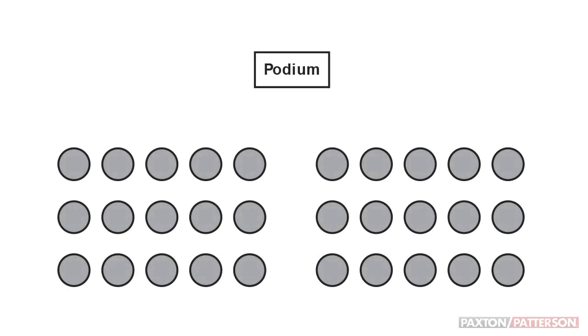Theater style. This room layout features seats facing the stage or podium, normally with an aisle running down the middle, as in a theater. The layout can accommodate the most people for a given size of room.